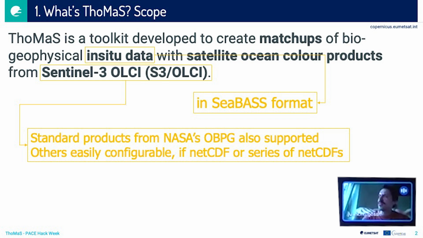In this format, each row is a different cast, let's say a different in situ acquisition time or station, however you call it, and the columns are, for example, the different wavelengths of Rrs. Of course, you need latitude, longitude, and a timestamp, because that's how it will look into the corresponding satellite products.